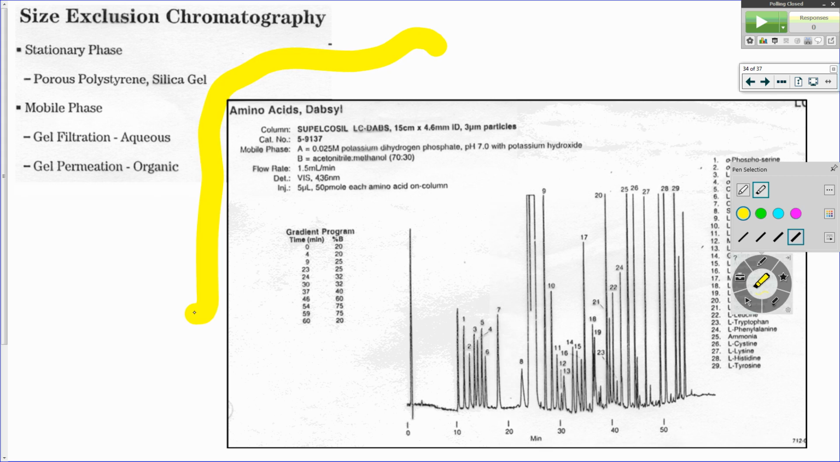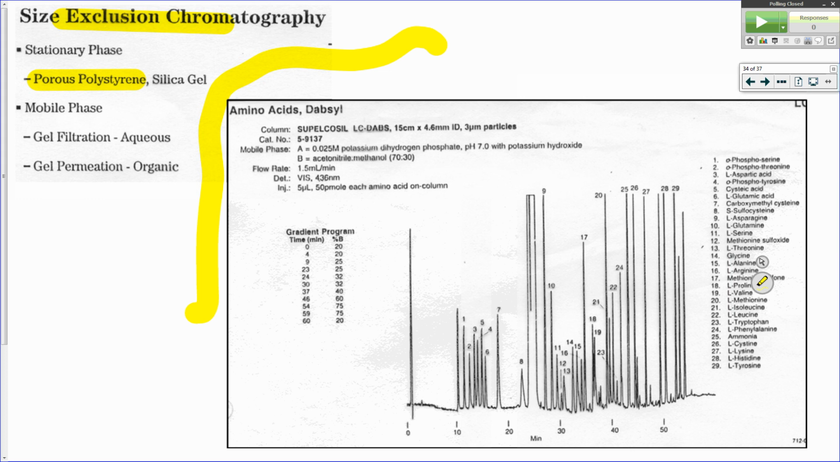So just talking about size exclusion chromatography, you're talking about typically polystyrene stationary phases versus a silica gel. And if you're doing an aqueous-based system, it's called gel filtration. If you're doing an organic-based system, it's called gel permeation. So a common stationary phase that you use for aqueous-based separations is a gel compound called Sephadex.